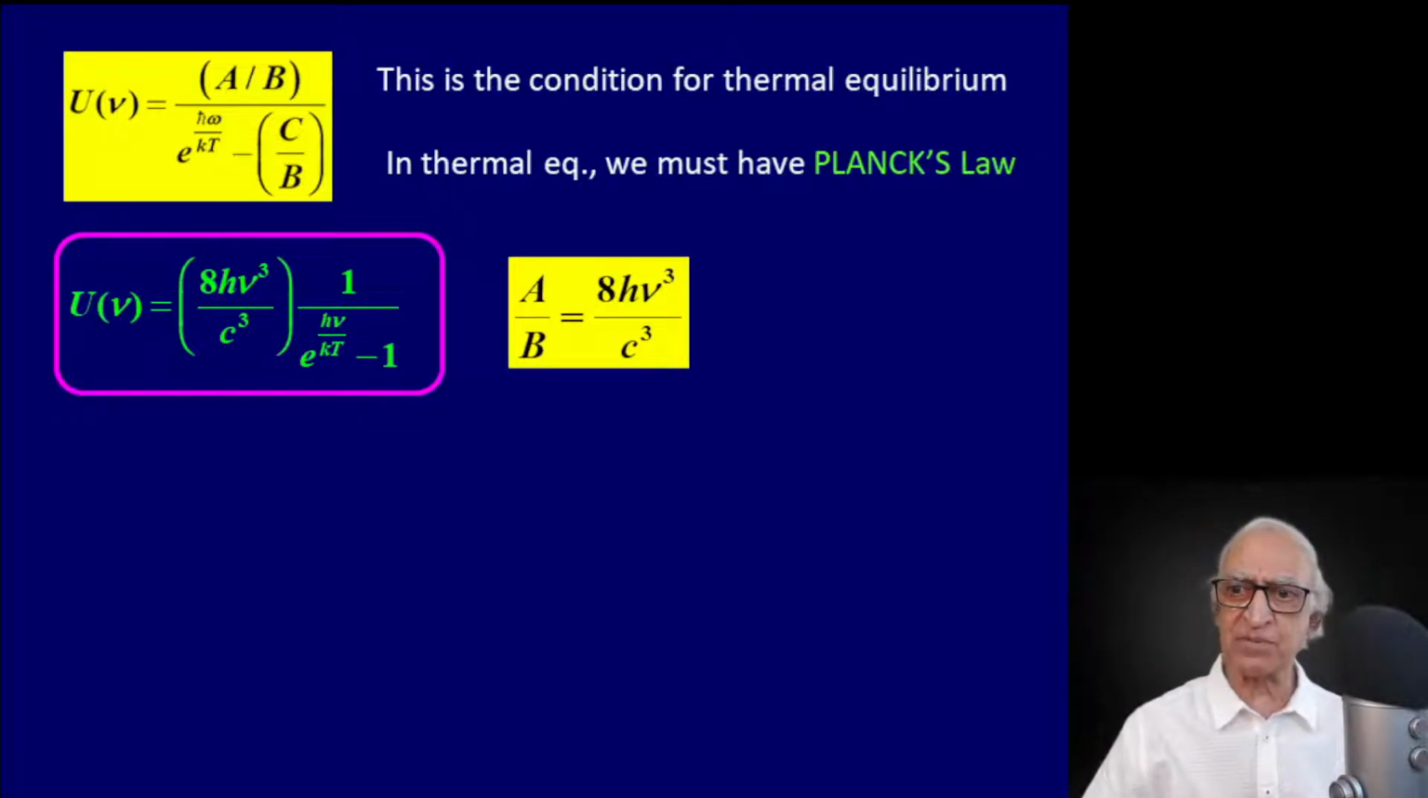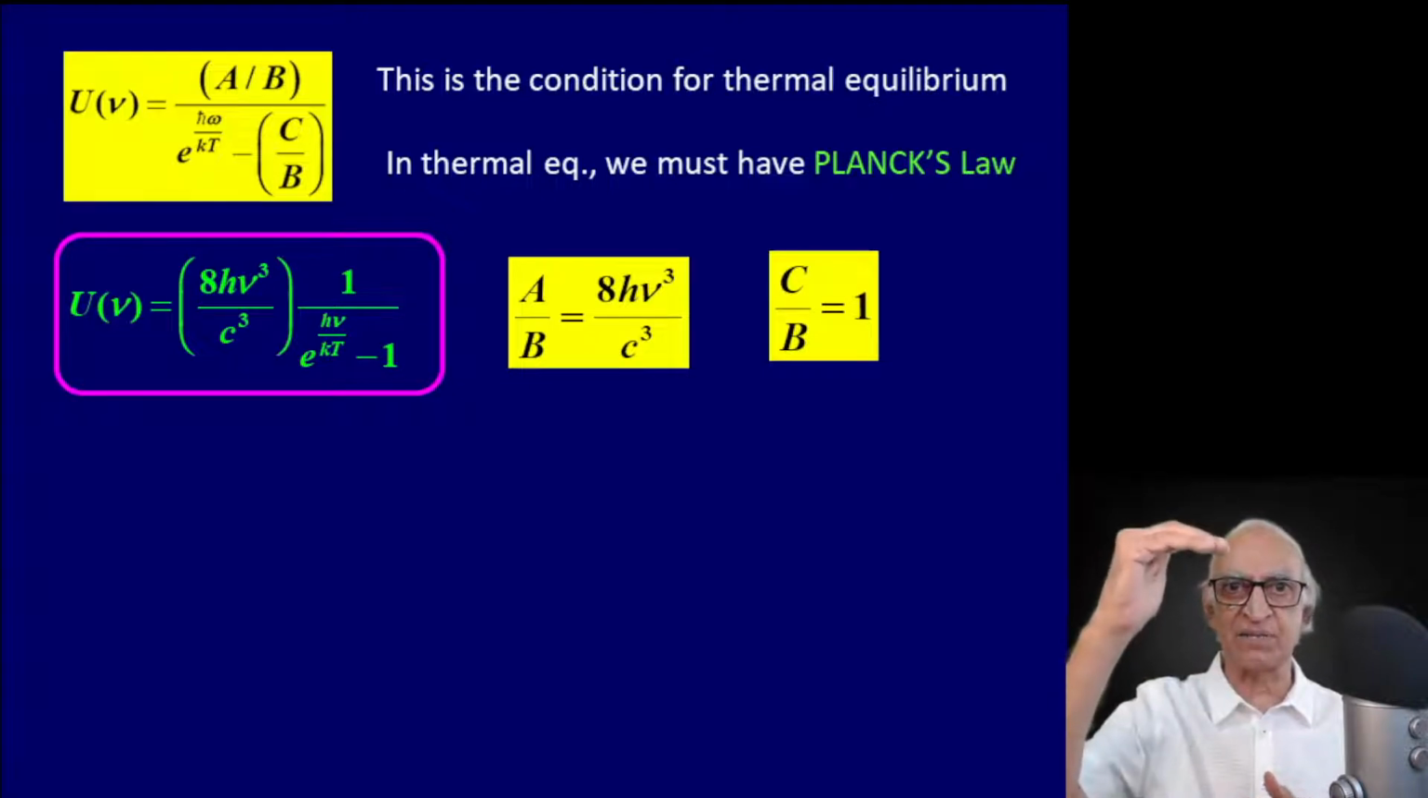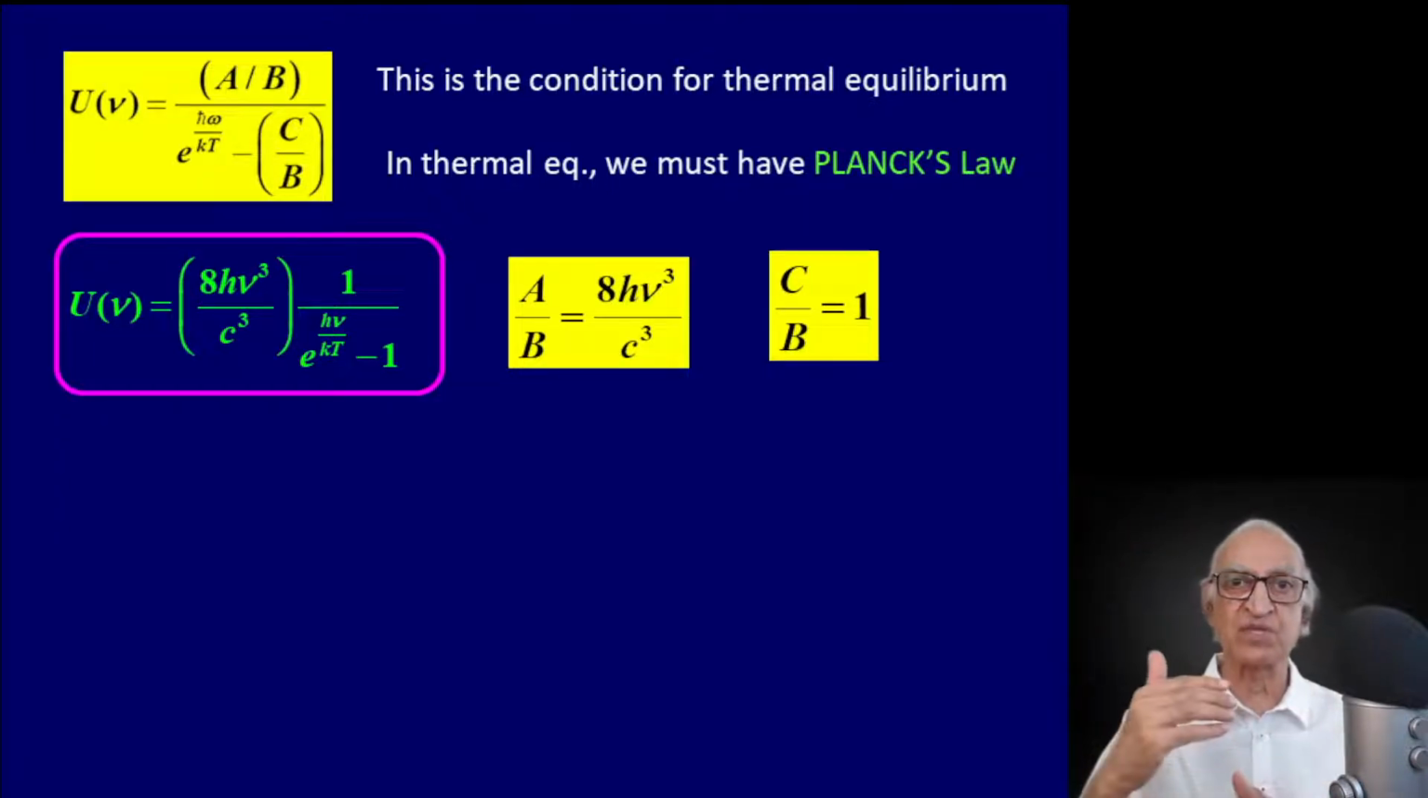Now that tells me immediately that this ratio A over B must be equal to 8h nu cubed divided by c cubed. It also tells me that the ratio of C over B must be equal to 1. So let me summarize and tell you what Einstein did in this paper. He said, look, there is also stimulated emission. It is the interplay between spontaneous emission, stimulated emission, and stimulated absorption that gives you Planck's law. So this, in a sense, was a derivation of Planck's law.